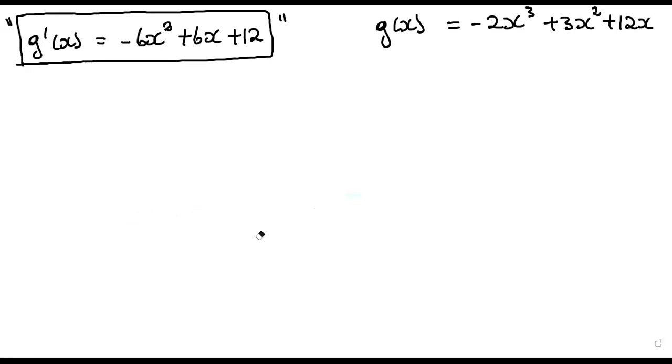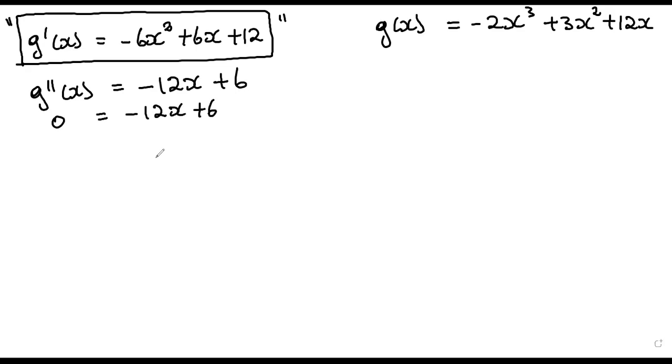So enough with the talking. Let's do the actual working. So we know this is g prime of x. It's the gradient of the tangent line. But they said this gradient of a tangent line must be a maximum. So meaning we differentiate the gradient. So in doing so, using the power rule, we get negative 12x plus 6 like that. But they said this gradient has to be a maximum, so we equate this to 0.